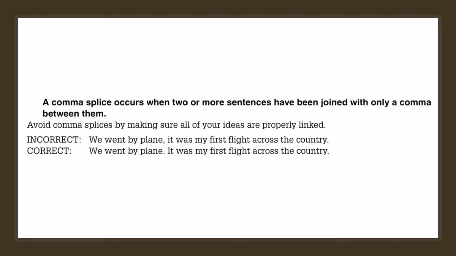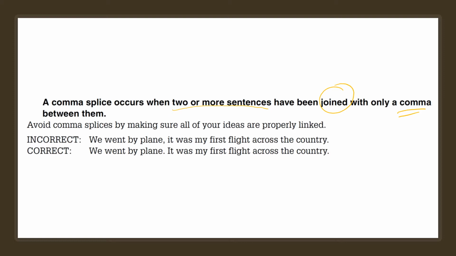So, a comma splice occurs when two or more sentences have been joined with only a comma between them. So here we are talking about full sentences joined with only a comma. Avoid comma splices by making sure all of your ideas are properly linked.